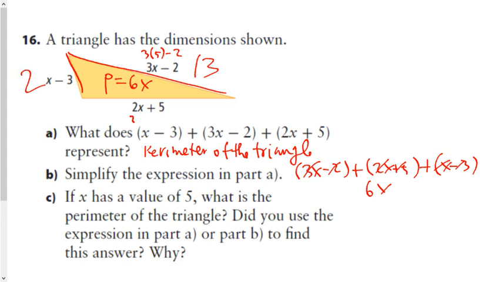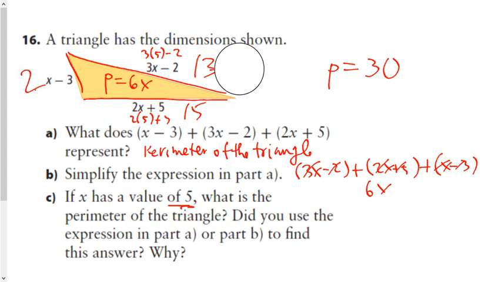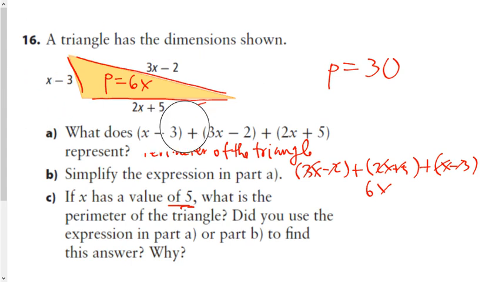And 2 times 5 plus 5, this length would be 15 units long, which would mean the perimeter would be 13 plus 2 is 15, plus 15 is 30. The perimeter, if x is 5, would be 30, which is interesting because if I go back into my simplified expression and substitute 5 for the value of x, the perimeter is also 30 when I simplify it. Easy peasy, lemon squeezy.